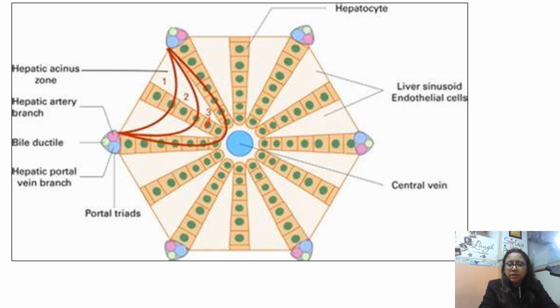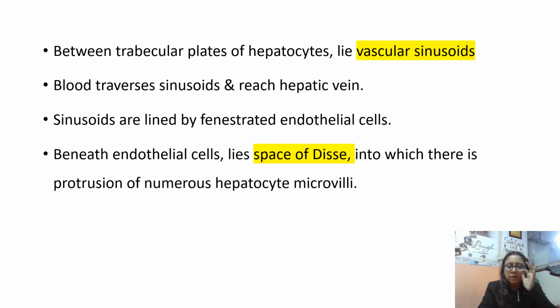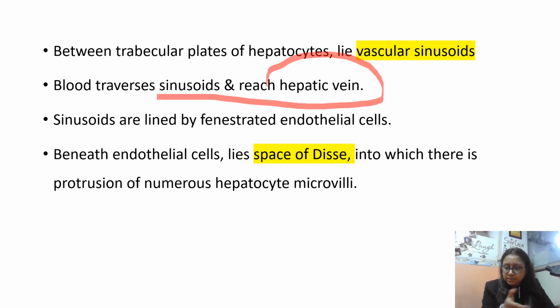This is zone 3, then zone 2, then zone 1. This is one acinus, so you have 6 acini, and these are the hepatic cords, which you saw as very small, single cords. This is the liver sinusoid, the empty space between two hepatic cords. Here you have the portal triad, which has the portal vein, hepatic artery and bile duct. Between the trabecular plates, as I showed in this image, there are vascular sinusoids. Blood traverses these sinusoids and reaches the hepatic vein, that is the central vein.